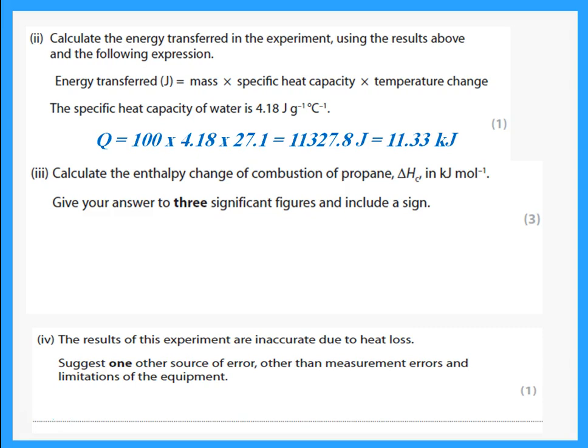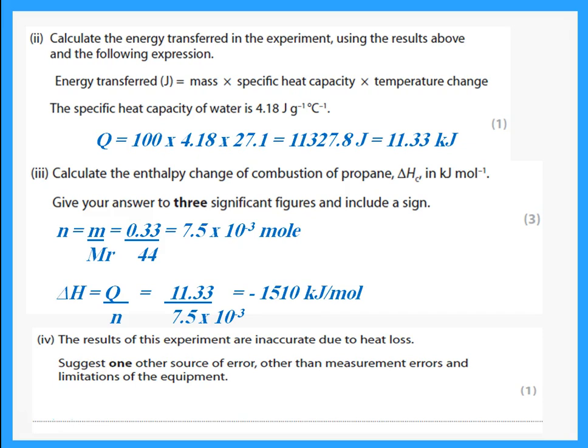Then he says calculate the enthalpy change of combustion of propane. So we want delta H. Delta H is Q over N. So I need to get N. N is the mass over the molecular mass. The mass was 0.33 over the molecular mass of propane. So that gives me the number of moles. The delta H is the Q over the N. Again, this is combustion, so the sign must be negative. Notice that here he's saying give your answer to 3 significant figures. So 3 significant figures would be 1,510, not 151 something.